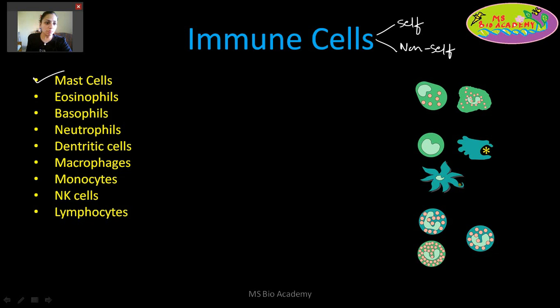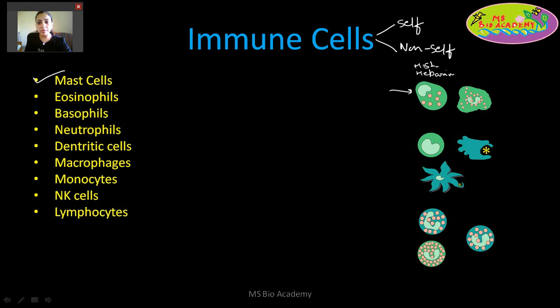So the first one is the mast cell. As you can see here in this picture, this is a mast cell, and you can see there are certain granules present. These granules actually contain very important molecules known as heparin and histamine.